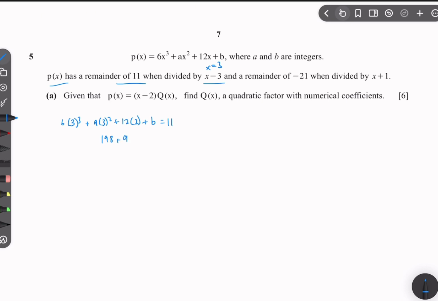And we can rearrange this. And then the second equation we can form is using the fact that p(x) has the remainder of minus 21 when divided by x plus 1. So this is when x is equal to minus 1. And we can just sub this in again. And this is equal to minus 21.